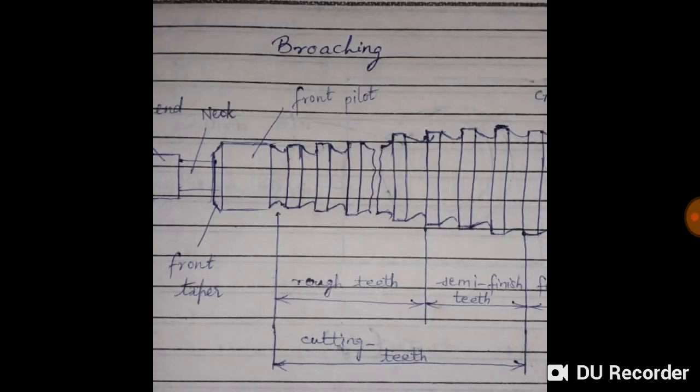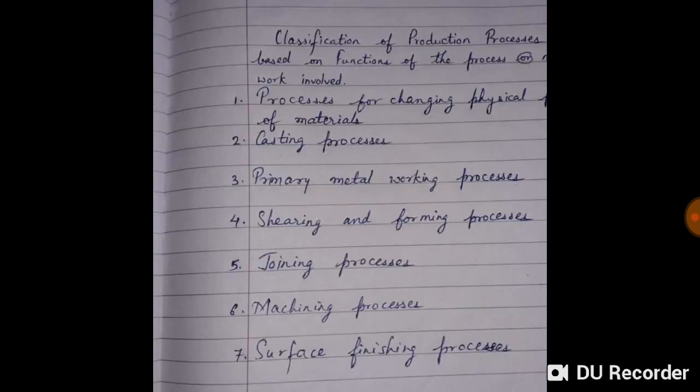This is broaching. As you can see, the diameter on the left side is smaller and on the right side it is bigger. So it starts with a small hole, and once the broach passes through and through, the hole size becomes bigger. So broaching is used for increasing the size of the hole or other processes like making the keys.